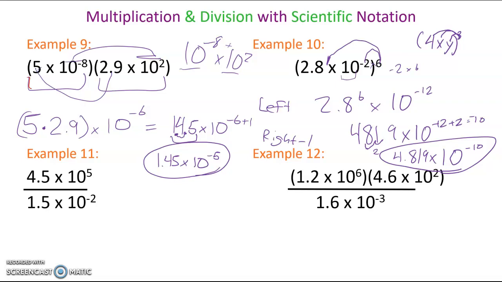Okay. Example 11 here. 4.5 times 10 to the 5th power over 1.5 times 10 to the -2nd power. All right. What I'm going to do here is start off with these numbers here and divide those numbers. Now if it's a fraction, same as I did up here, where I just multiplied if they're multiplying. This is a fraction, 4.5 over 1.5. I'm going to divide those 2 numbers out front there, and if you do that, you're going to be left with the number 3, all right?